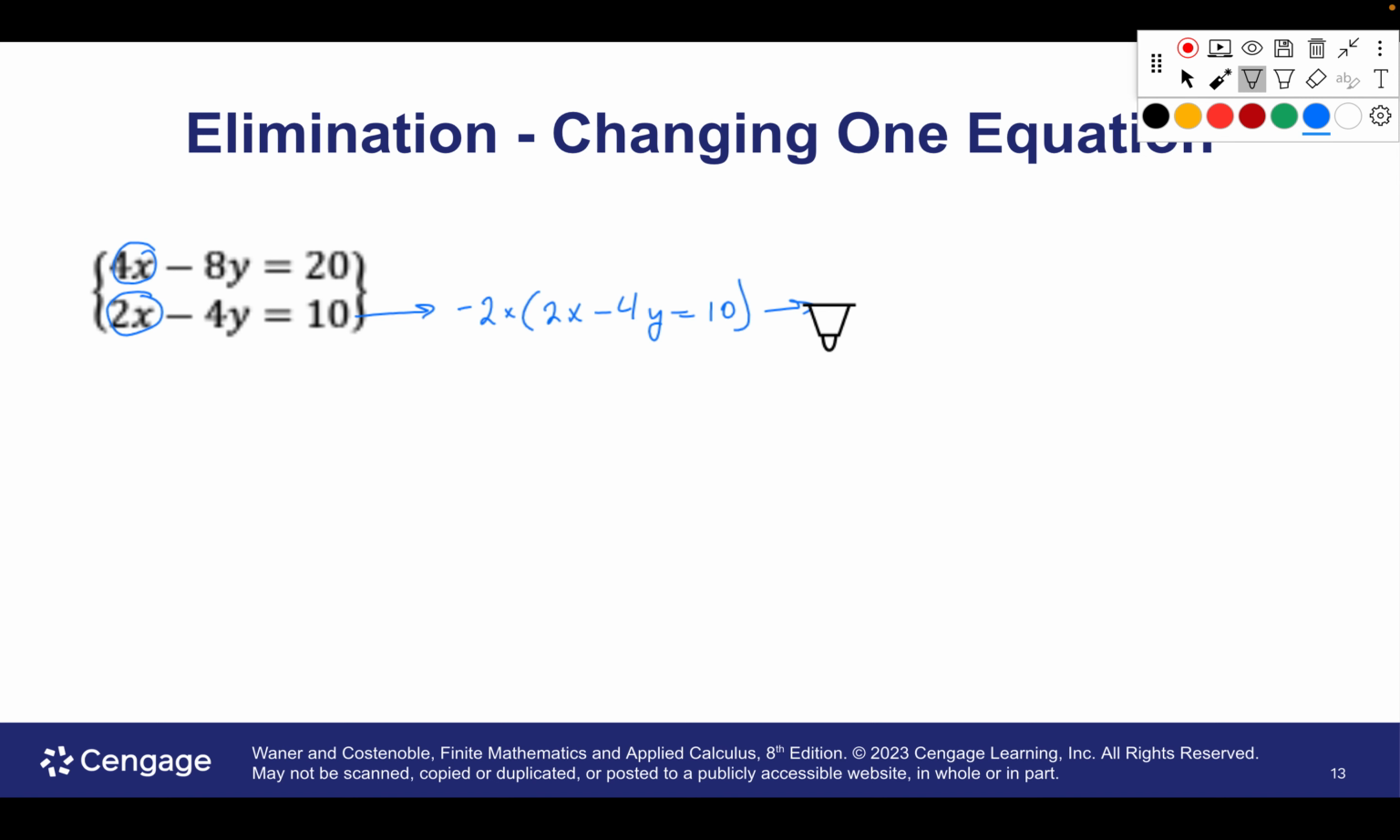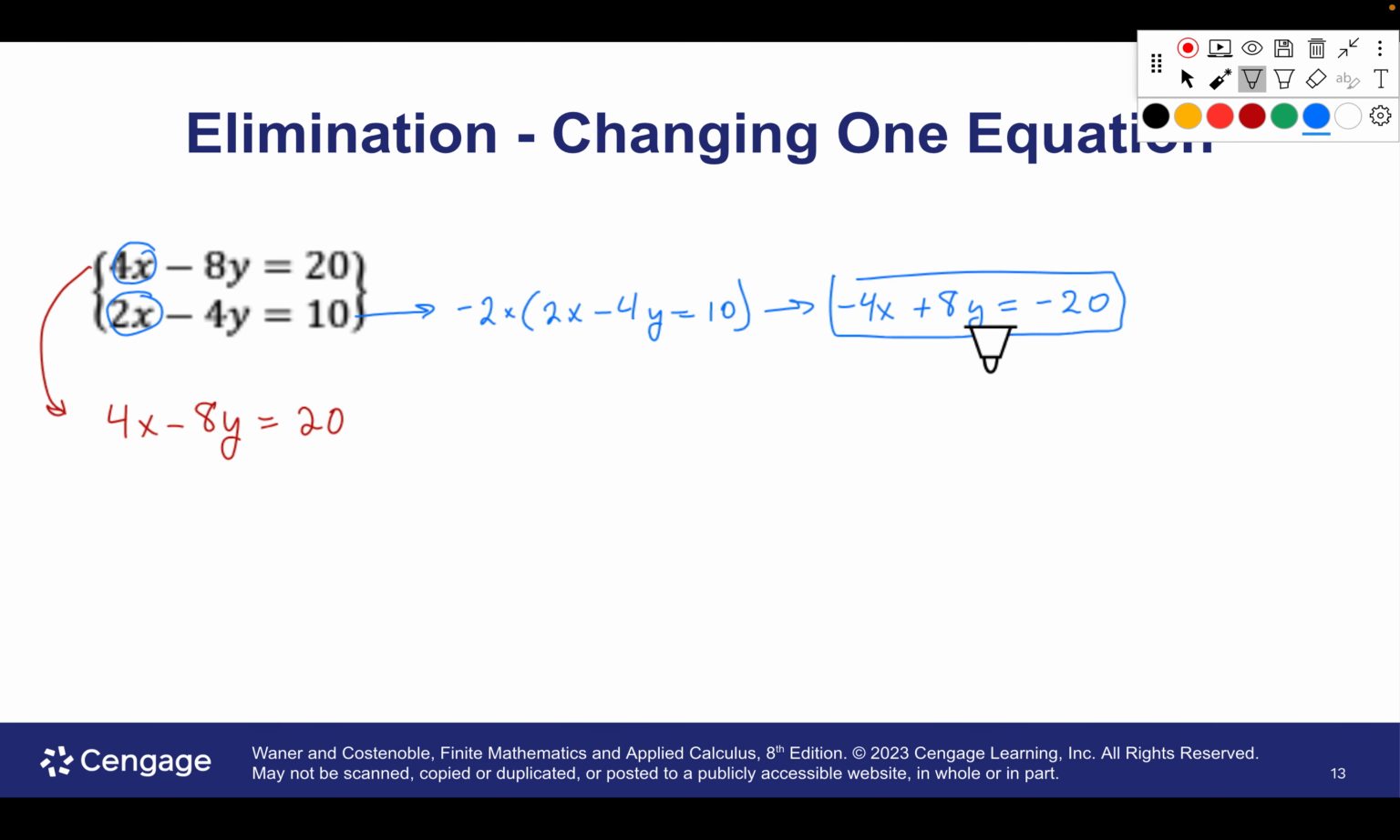Okay, so that becomes -4x plus 8y equals -20. So that's the equation I'm going to use. I'm going to recopy these. So this one just comes down. I didn't do anything to it. 4x minus 8y equals 20. But I took the second equation to the shop, sort of, and made this adjustment. It's all legal. It's all copacetic. So I'm going to put that there.